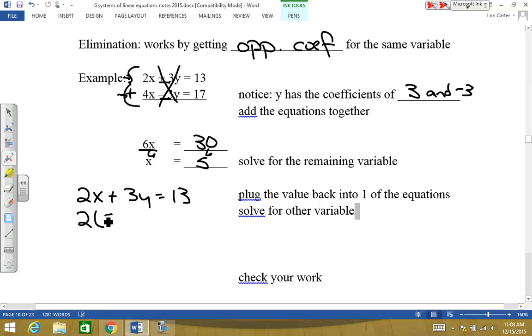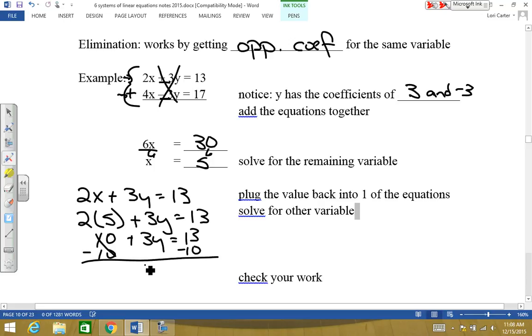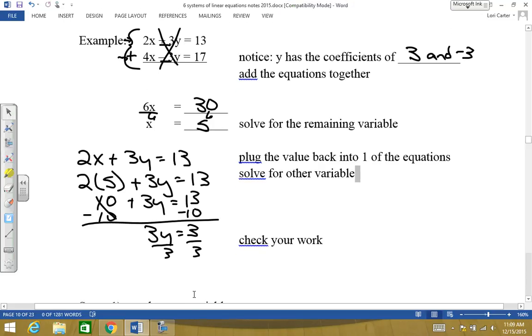All right, I'm going to write it out, but you are right. 2 times 5. Do we have to write it out? Yeah, because most of your mistakes are made with simple math. What's 2 times 5? 10 plus 3y equals 13. So 3y equals 3. So y equals 1.